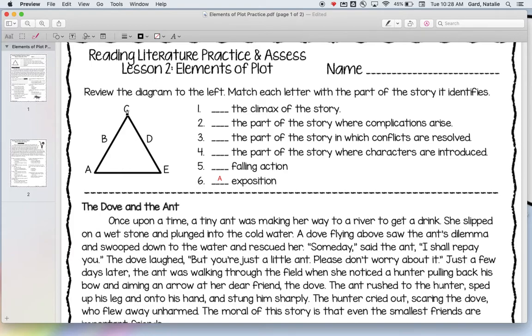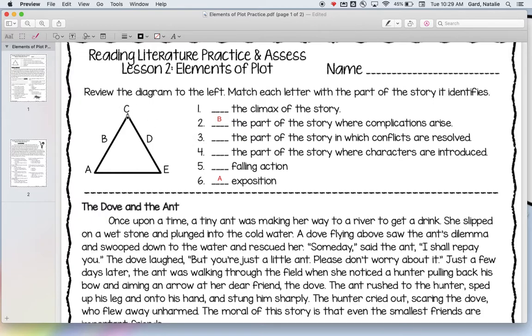Not necessarily getting to the top point, but all of those things are kind of building up to that top moment. So B here is going to be, that's right, it's number 2, the part of the story where complications arise. So that's when things are starting to get a little bit sticky. Problems are starting to get a little bit worse. That's also a place where we call the rising action. So that should have been B.